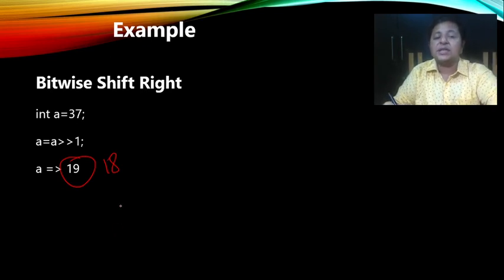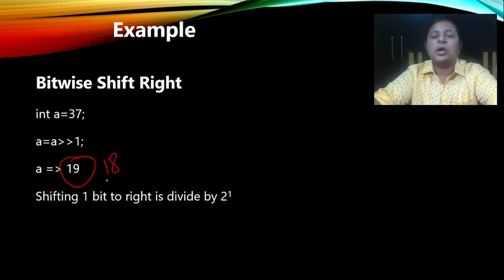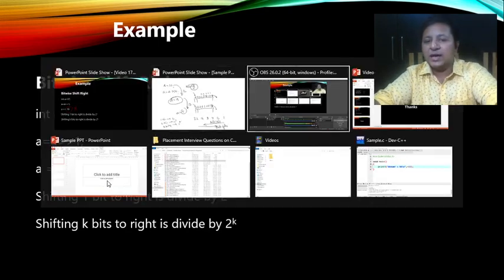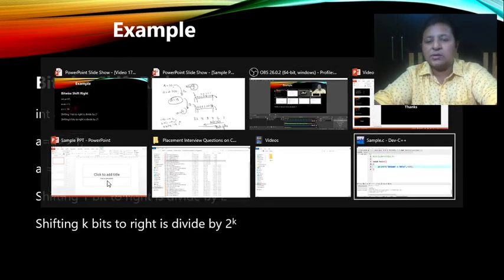And we had further seen that when we divide this by 2, we get what? We get 9. Okay, so see what exactly is the conclusion. Shifting 1 bit to right is divided by 2 raised to 1. Shifting k bits to right is divided by 2 raised to k. Fine. Now we're going to show the execution. So that will make the things very clear.